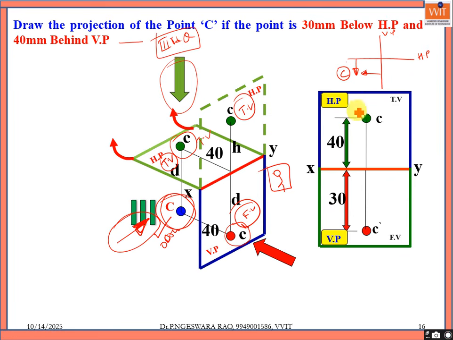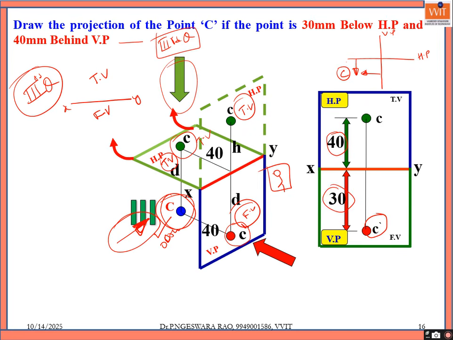We can say that if the object is in the third quadrant, then with the XY line, above the XY line is the top view and below the XY line is the front view image. It is exactly the reverse of the first quadrant. So the top view will be above the XY line and the front view will be below the XY line. Because the top view is above the XY line, its distance is the VP distance, and the front view distance is the HP distance. In this case, the HP distance is 30 and the VP distance is 40.